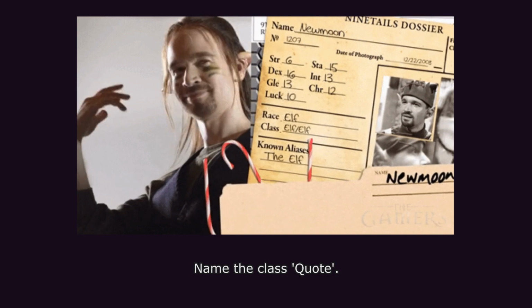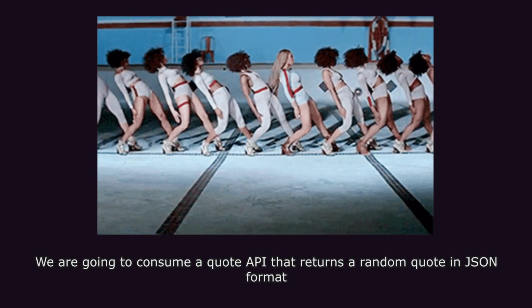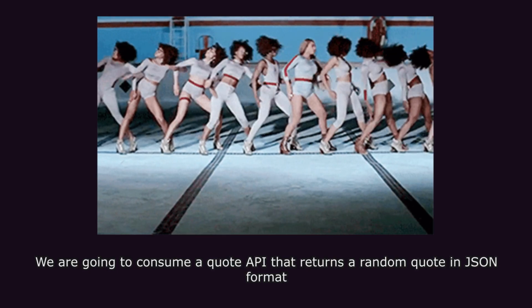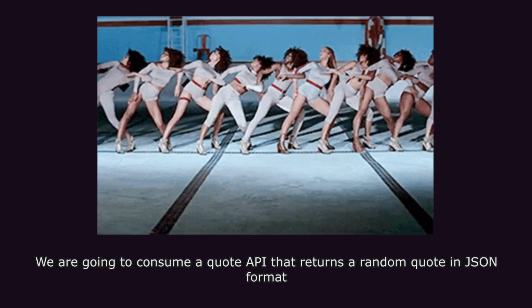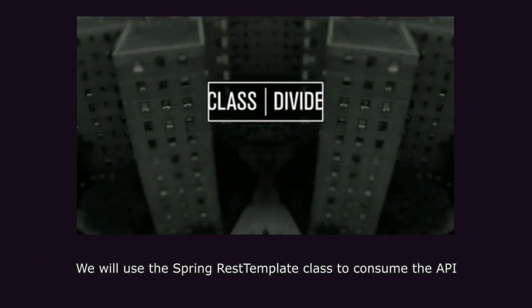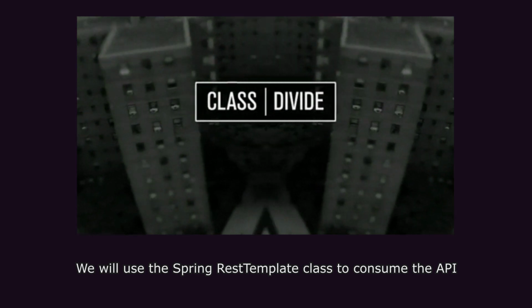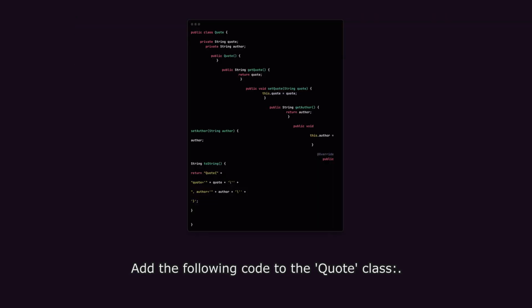Name the class Quote. We are going to consume a Quote API that returns a random quote in JSON format. We will use the Spring RestTemplate class to consume the API. Add the following code to the Quote class.